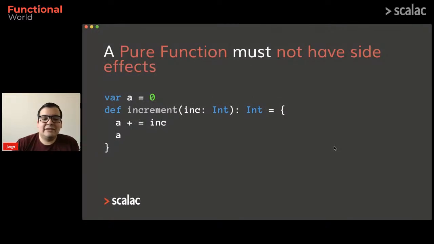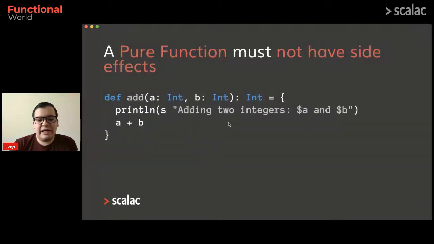For example, this increment function is not pure. Why? Because it's mutating the value of this a variable. Here you can see it's getting incremented according to the value passed as this inc parameter. So this is not pure because it's mutating a region in memory. And also, we have this other function, this add function, that calls this print line message, right? And this print line is interacting with the outside world, printing a message to the console. So because of that, this function is not pure.